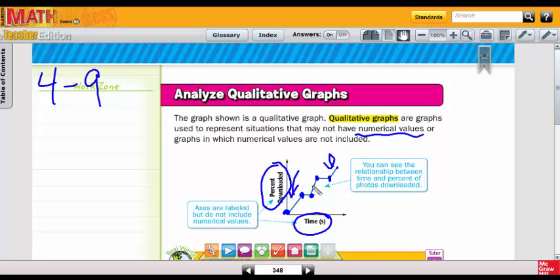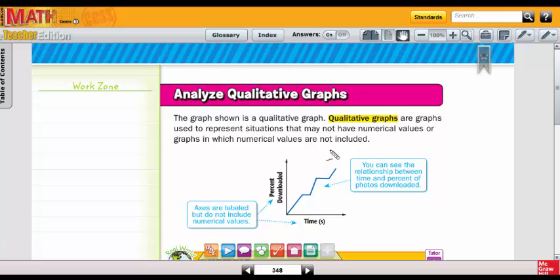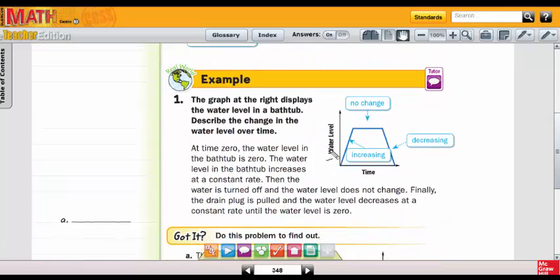That is the thing that I want you to understand about qualitative graphs, is that even though there are no numbers on it, we can see the relationships between, in this case, downloads and time, and we can tell that downloading was a lot more efficient right here than any other place in the graph, and that right here and right here there were no downloads taking place. So let's take a look at what this means with a few sample problems.